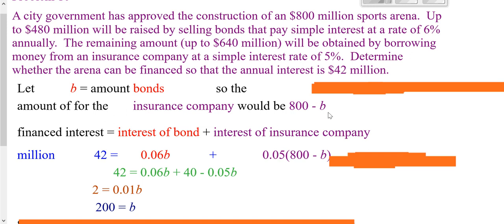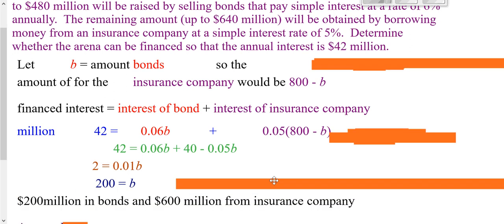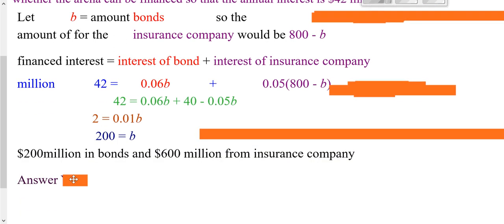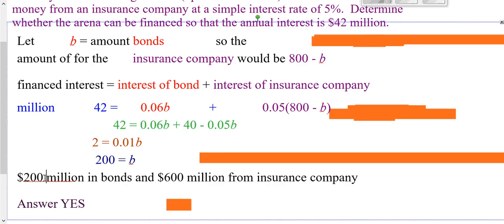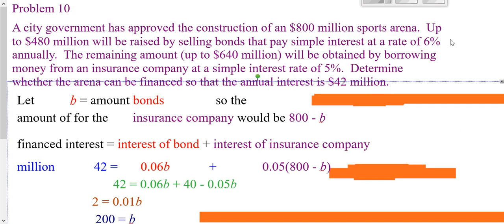We now have to realize, does this fit the criteria that it's stated up here? And in this case, it would, because, oh, I forgot a space down here. Sorry about that. Because it fits what was listed up here for the criteria. It says, can it be determined to fit this? Yes, because there's only so much you could put in for the bonds and only so much you could put in for the insurance company. And our numbers fell within those criteria, so the answer would be yes.